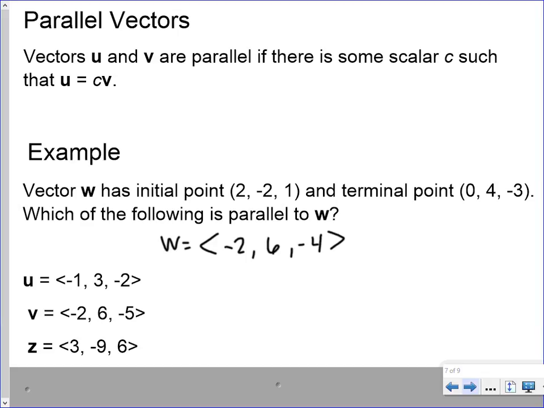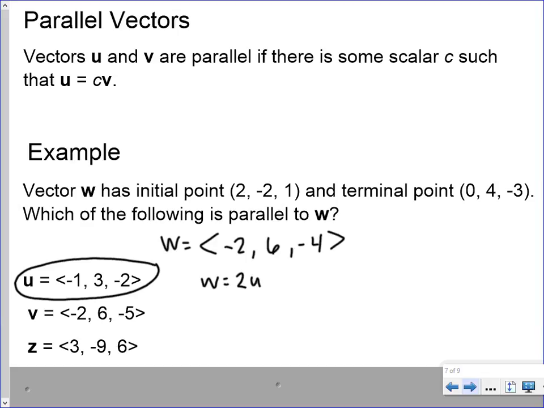So we would take the horizontal component, negative 2 divided by negative 1, 2. 6 divided by 3, 2. Negative 4 divided by negative 2, 2. Is there a scalar there? Yeah. So we could say that W is really equal to 2 times U. So this is one of my parallel vectors.